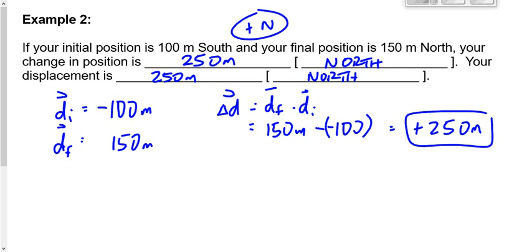What would be my distance traveled here? Just out of curiosity. It's 250. Did I change direction? No. Look at this. I started in one spot, and then I walked or ran to another spot. Did I change direction? No. I've got a north and a south, but I walked the same way the whole time, right? So my distance would be the same number as my displacement in that case. Does that make sense? Okay, good.